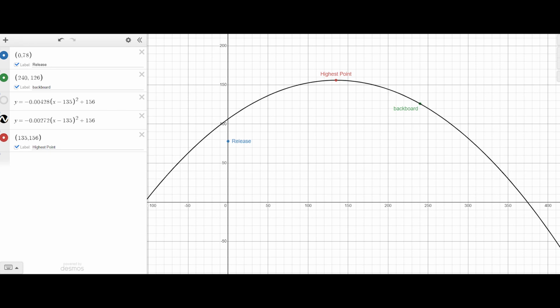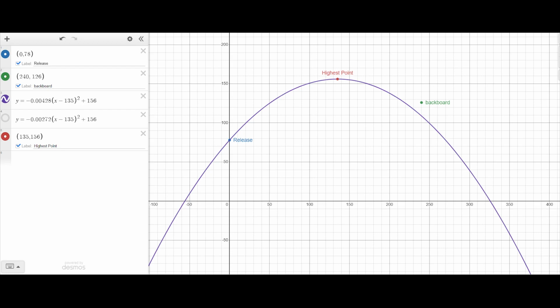For the backboard equation, we got negative 0.00272 times (x minus the vertex), and we see that it pretty closely tracks the highest point and backboard as gravity would, and if we overlay it, it's pretty good. But if we look at the release equation, which is negative 0.00428, and then the rest of the vertex form, it tracks it with a little bit more inaccuracy at the backboard end, but is closer than the discrepancy in the previous estimate.